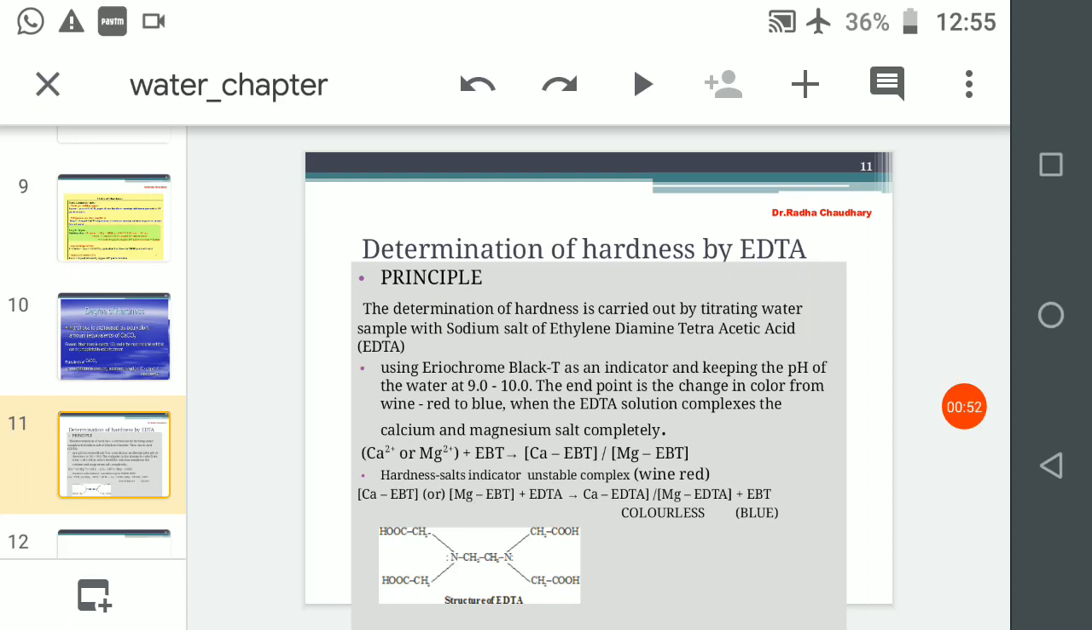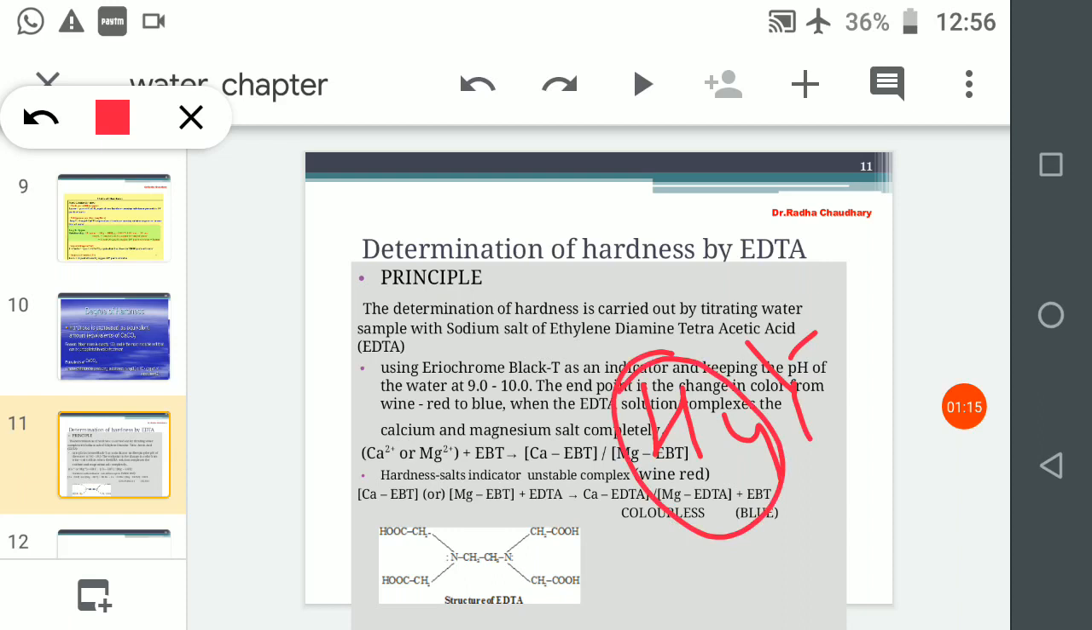Then EDTA, ethylene diamine tetraacetic acid. This EDTA is a tetraprotic acid and it is represented as H4Y. It is represented as H4Y because it has 4 hydrogen ions which can be easily replaced, and this Y is the basic structure.